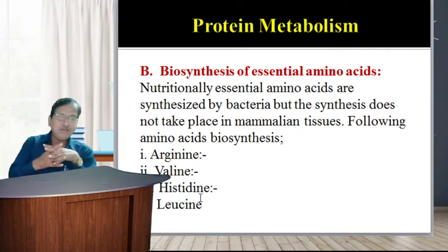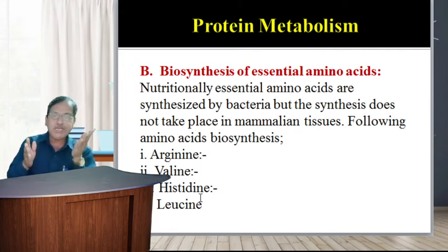Arginine is synthesized from alpha ketoglutarate and later transmitted. Next is valine, which is produced by a four-enzyme pathway. Histidine: the synthesis of histidine in E. coli is a complex pathway.